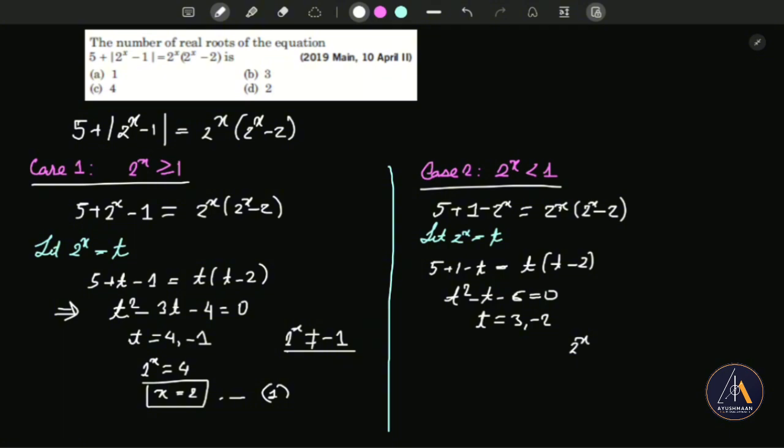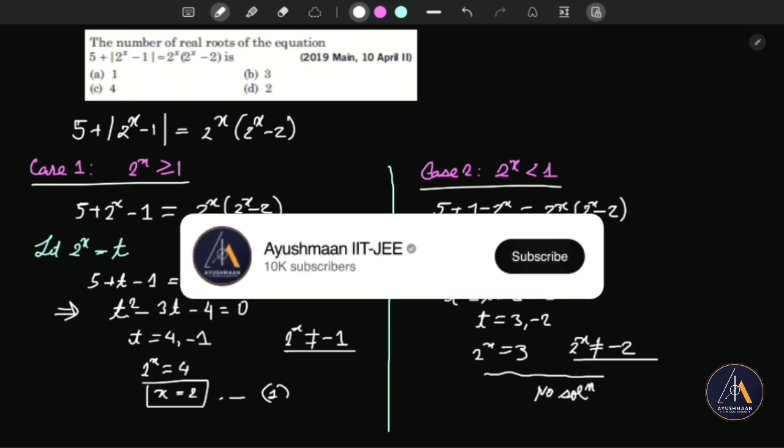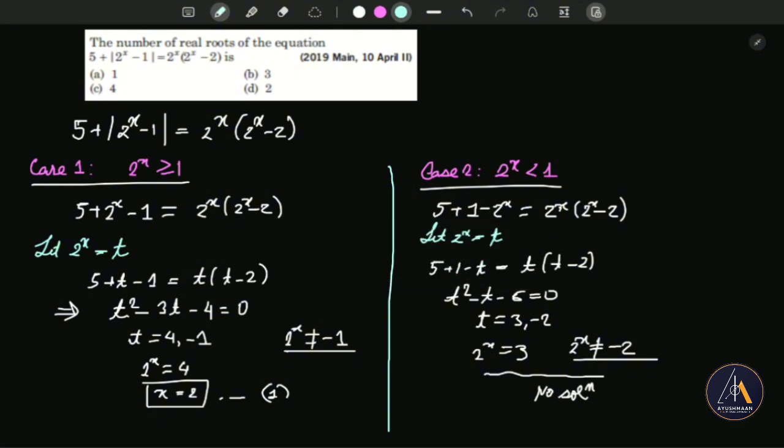Now 2 to the power x is not equal to minus 2. So we are getting 2 to the power x equals 3. But 2 to the power x equals 3 is invalid, as we have taken 2 to the power x is less than 1. So from this case we are getting no solution. So finally we are getting only one solution, x equals 2. Therefore the number of real roots of this equation will be 1. Option A is the right answer to this question.